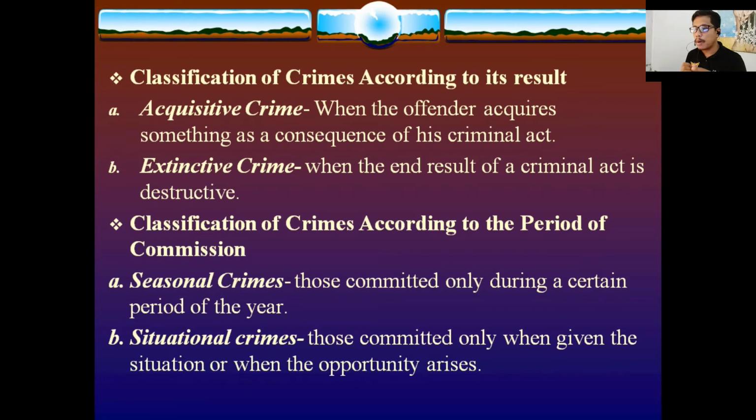So in classifying crimes according to the period of commission, you have to take a look, number one, at the period, right? The period of the commission. And number two, you have to take a look at the nature as to how the act has been committed. Okay? So that's how you will define seasonal and situational crime.